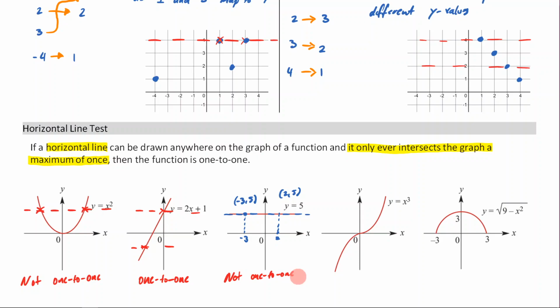Okay, we keep on going here. What about this one? I could draw a horizontal line anywhere through this graph and I'm only ever going to touch it once. So that tells me that this is a one-to-one function because I'm only ever going to touch it once. It is a one-to-one function. And then last but not least, I have this graph here. If I was to draw a horizontal line through it, you can see that I touch it twice, which means it's not one-to-one.